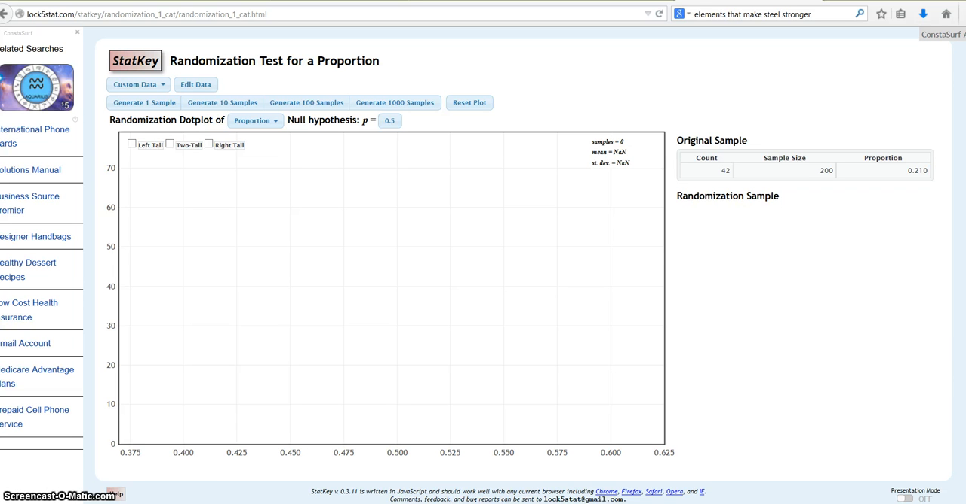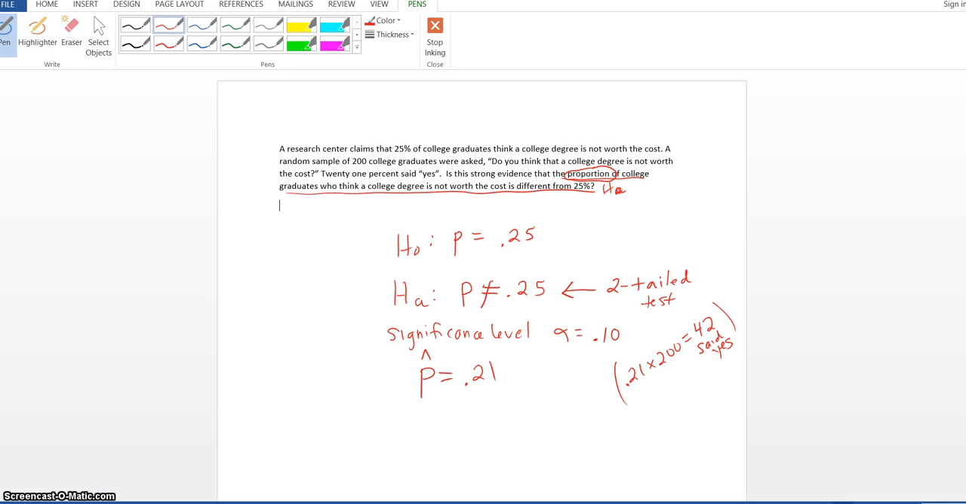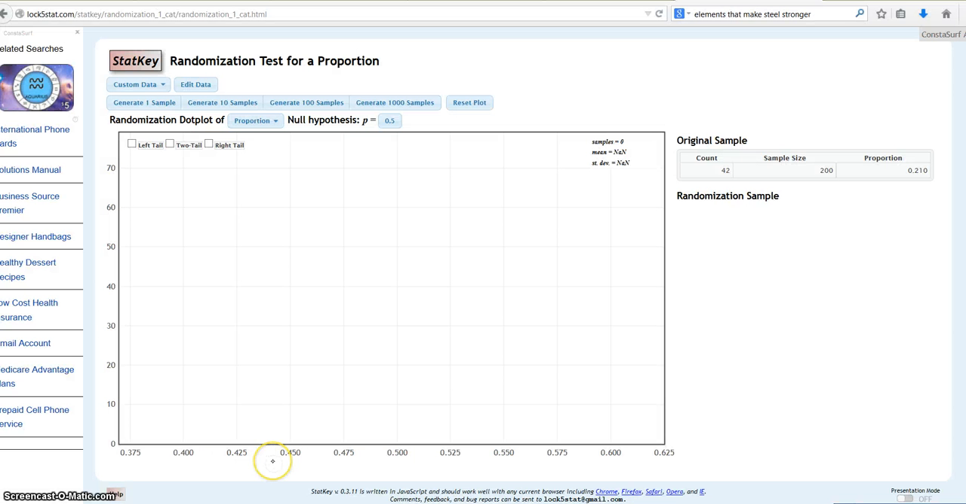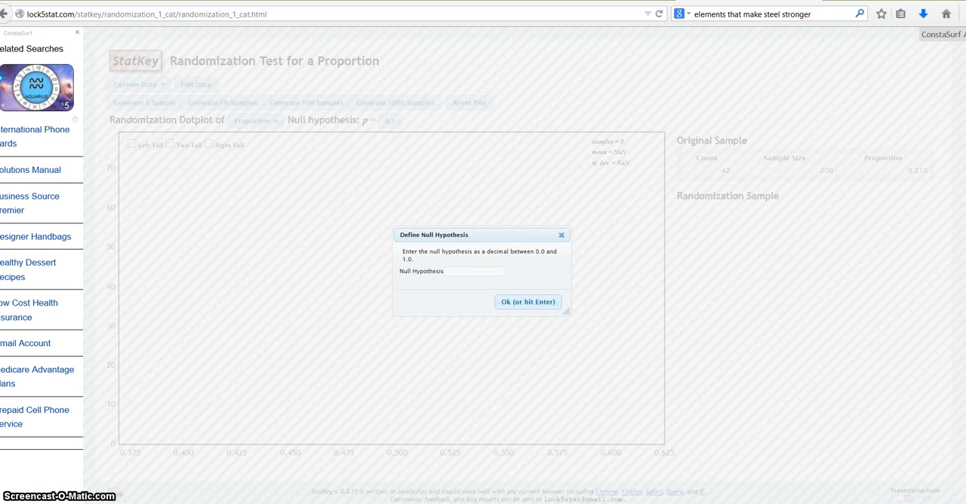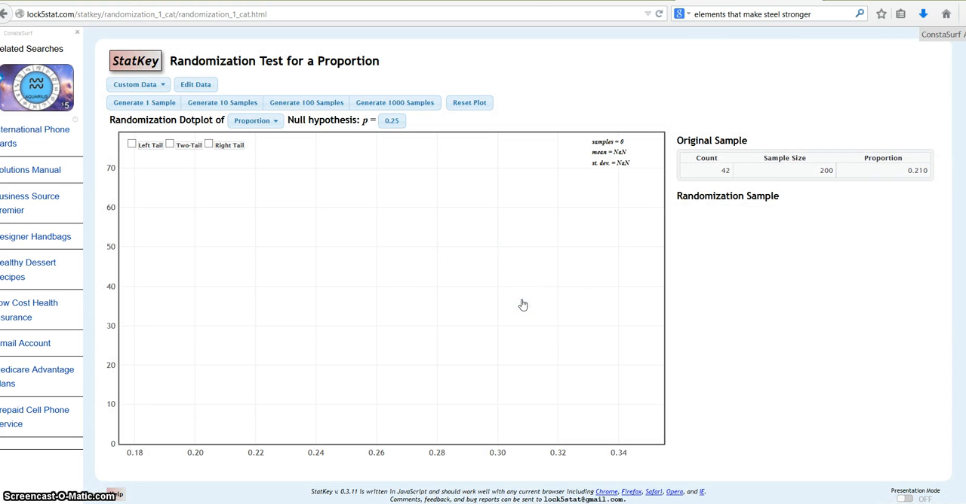Now, the last thing I need to do is change my null hypothesis before I start generating samples. Remember, the null hypothesis is P equals 0.25. Here, we have P equals 0.5, so I need to click on that 0.5 and change it to 0.25. Okay, and now I can start generating randomization samples because I have my correct original sample and the correct null hypothesis.